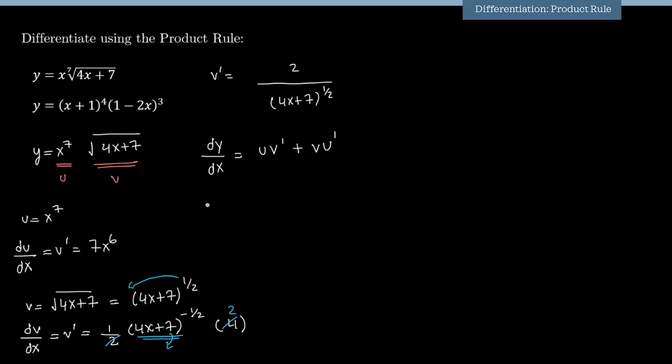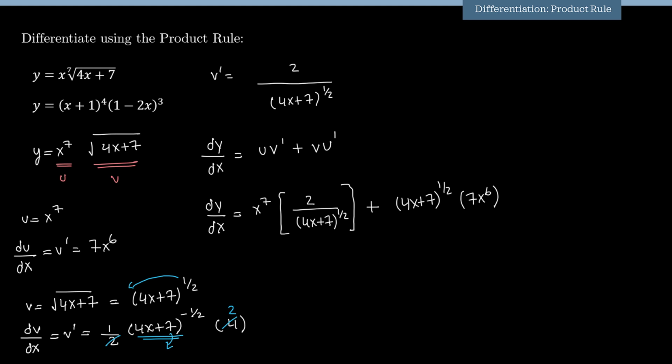U is x to the 7, so dy upon dx is equal to x to the 7 times v dash, which is this. Plus v, which is 4x plus 7 whole power 1 upon 2, and u dash is 7x to the 6. So this is my derivative of this first function. I could either leave my answer like this, or I could simplify this further. To simplify this further, I'm going to multiply the brackets.